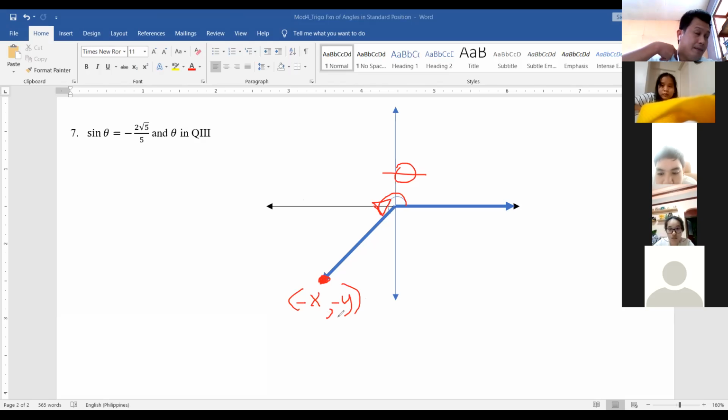Question before we proceed. Again, we are now in the third quadrant. So the point where that angle in standard position terminates in the third quadrant contains the x and the y to be negative. This is your modulus r, the distance of the point to the origin.